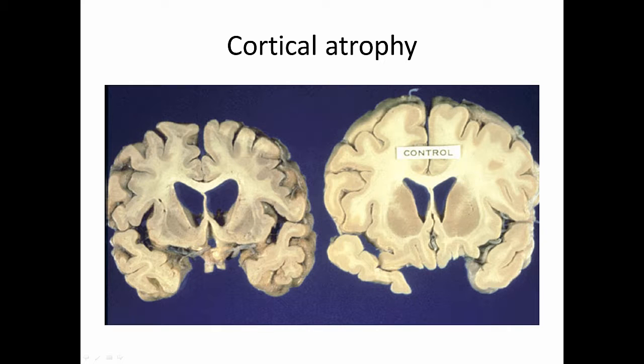The macroscopic appearance in CJD is that of a markedly atrophied brain. Here on the left is a brain with CJD. The ventricles are dilated, the gyri are thinned, and the sulci are widened. A normal brain is on the right.